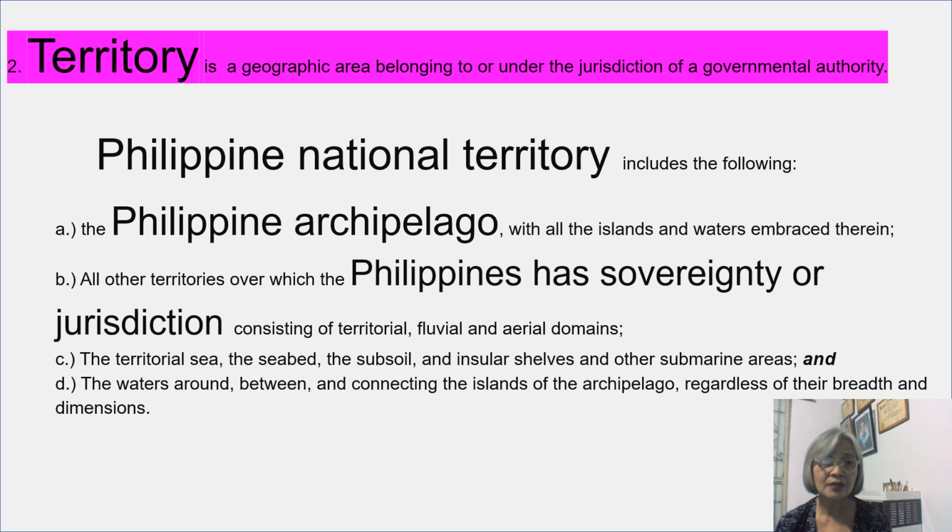subsoil, and insular shelves, and other submarine areas and the waters around, between, and connecting the islands of the archipelago, regardless of their breadth and dimension. Yung lupa, ilalim ng lupa, yung ibabaw ng lupa, yung karagatan. So, malawak yung nasasakupan natin when it comes to territory.